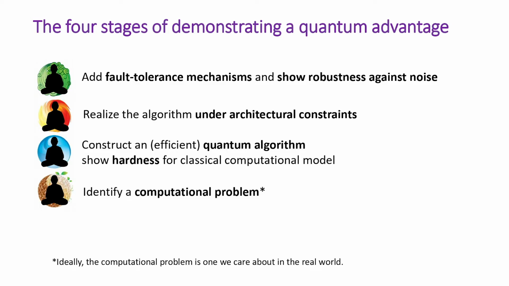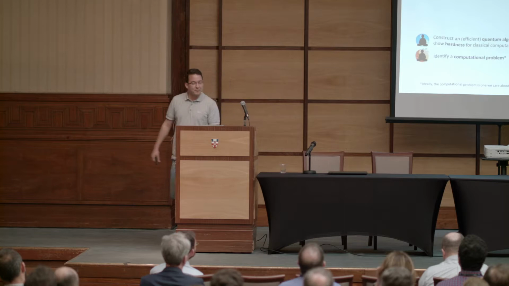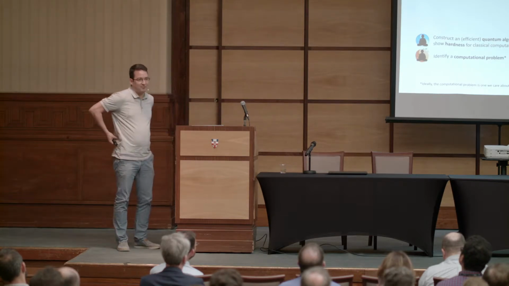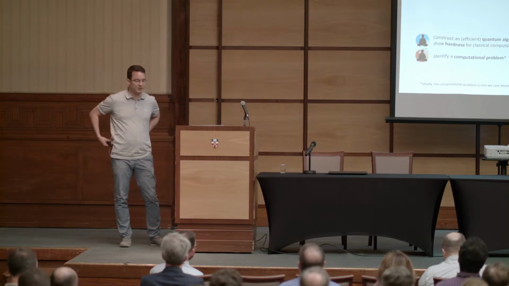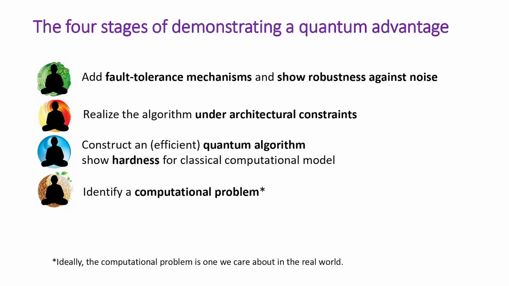Let me first say what we mean by quantum advantage. You have to do four things at least. You have to first find a computational problem which you think you can solve. Ideally, that's one that we care about in the real world, but maybe that's for another day. Then you should try to find a quantum algorithm that solves this, and at the same time you want to show that this problem is hard for classical devices of, say, similar size.